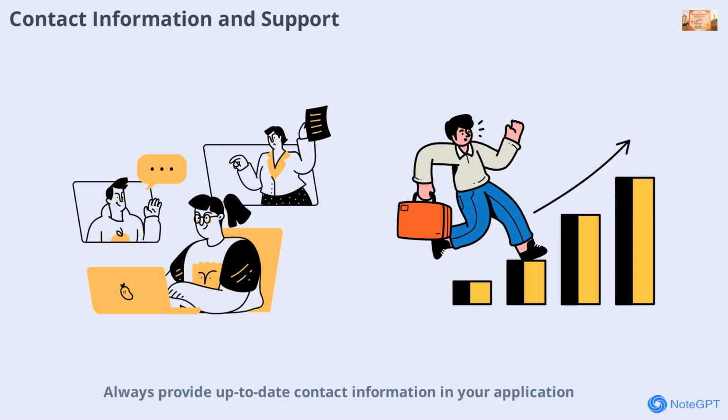Always provide up-to-date contact information in your application. This ensures agencies can reach you with questions or requests for additional information. It's also helpful to include alternative contacts or team members who can assist if you're unavailable. Good communication is essential for a smooth application process.